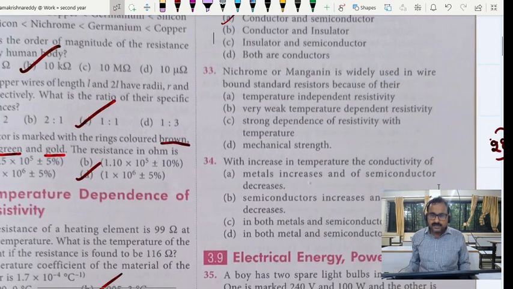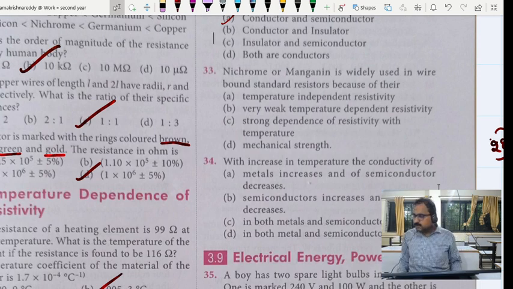Now, we also discussed the wire bond resistors concept. Nichrome or manganese are alloys widely used in wire bond resistors and standard resistors, because they are insensitive or nearly independent of temperature. Nearly independent of temperature. So what is the answer we are observing there?